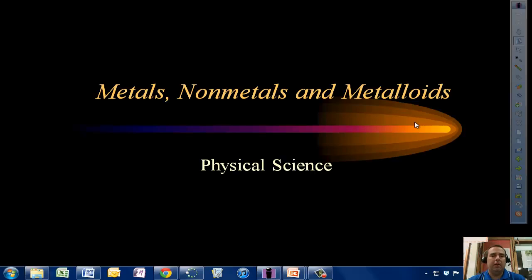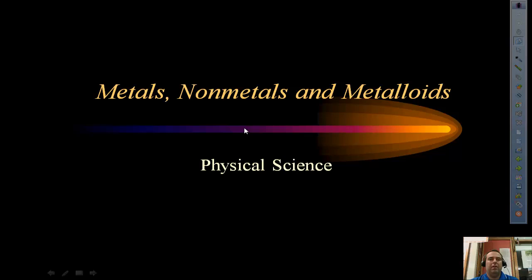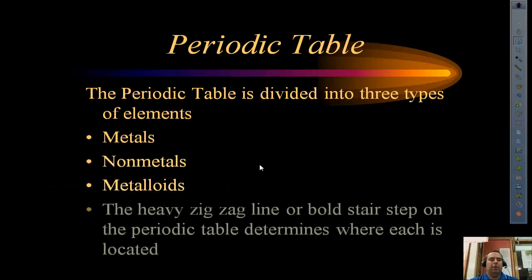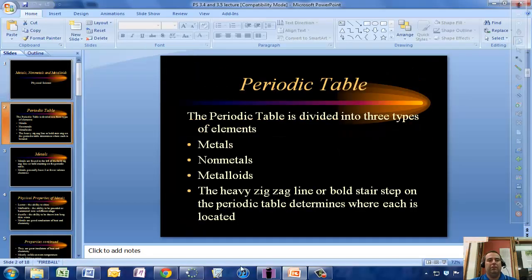Well, let's go ahead and start looking at the periodic table. Now, as we look at the periodic table, the thing about it is it's going to be divided into three sets or three categories of elements. And those three categories are metals, nonmetals, and metalloids. The first set of elements that we're going to look at is metals. The second group is nonmetals, and then that last group is going to be the metalloids. Now the thing is, this heavy zigzag line or bold stair step on the periodic table is going to determine where each is located.